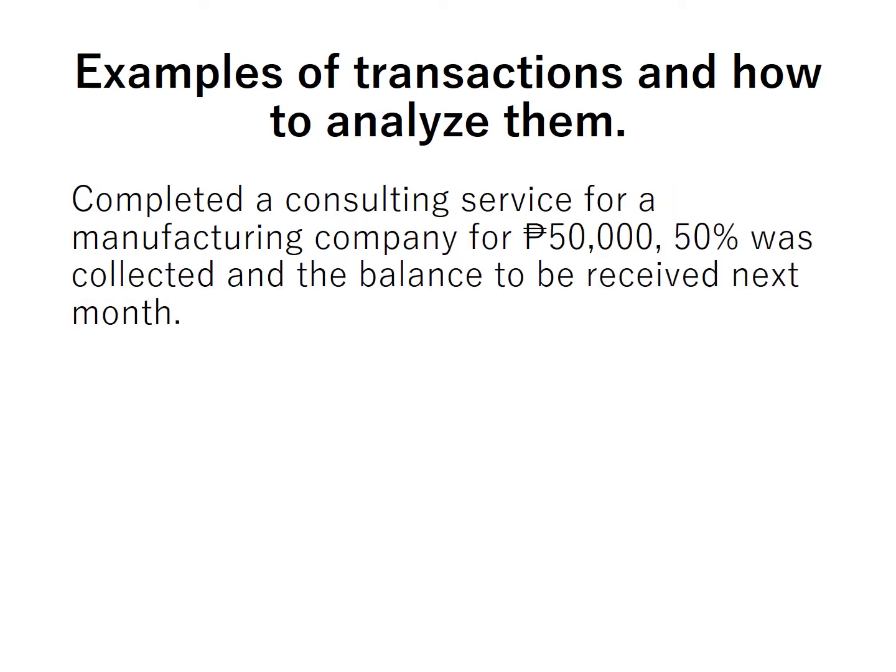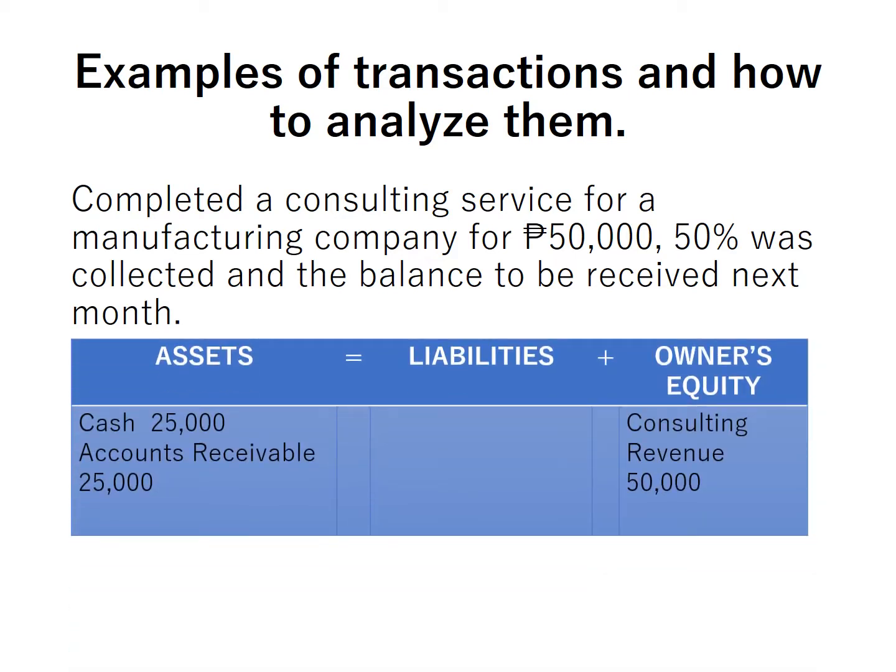Next transaction, the business completed a consulting service for a manufacturing company for 50,000 pesos. 50% was collected and the balance to be received next month. What are the accounts affected? The first account affected is cash because half of the service fee was collected. The second account affected is accounts receivable because half of the service fee will be collected or received next month. So there's a collectible, so there's a receivable.